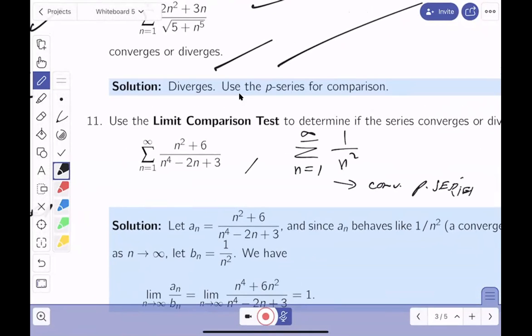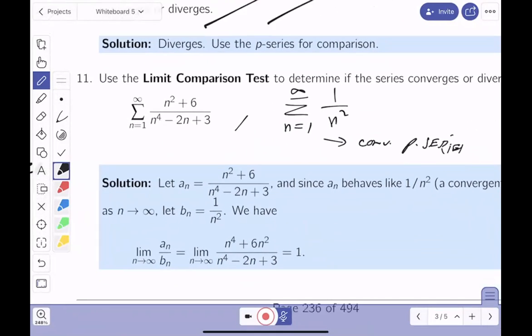I'm sorry, give me 1 second, okay? So convergent p-series, that was Siri coming into the picture there. Sorry about that. It's a convergent p-series.